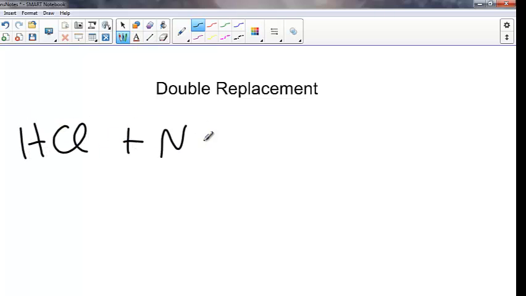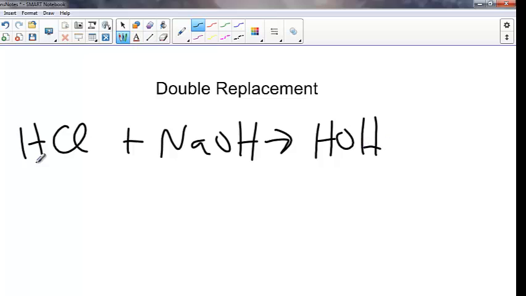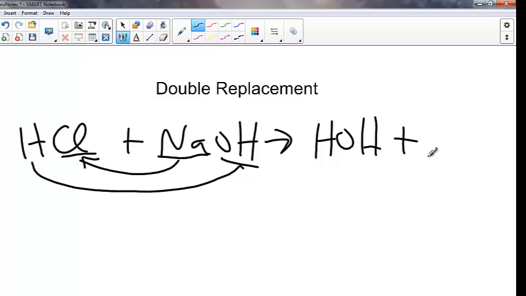HCl plus NaOH going to water, which is really HOH. This guy has bonded with this guy, plus this guy going with that guy, NaCl. And I have a double replacement. H has gone with the OH, Na has gone with the Cl. Water plus salt. You'll notice I didn't have to worry about any balancing here. This is all pluses and minus 1s, but I could.